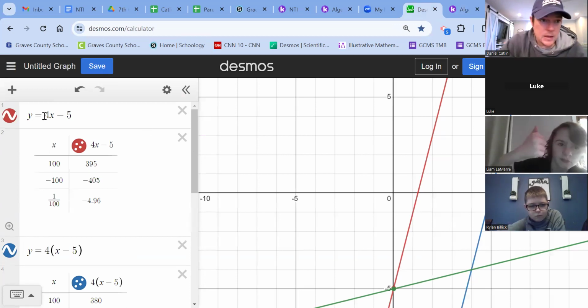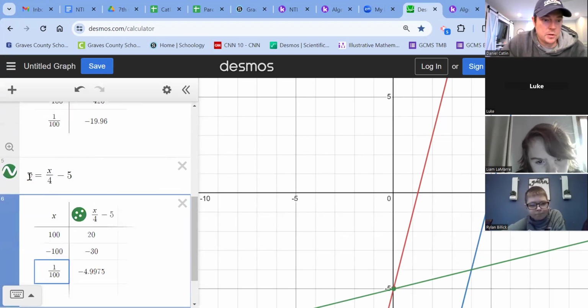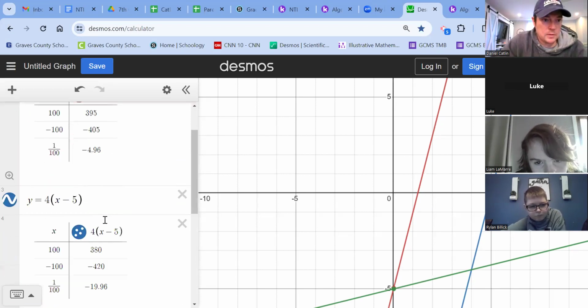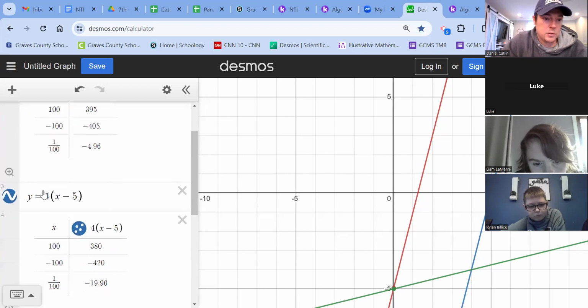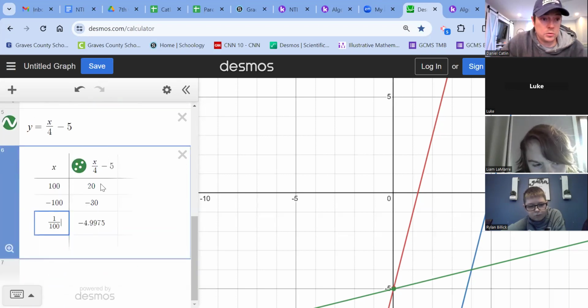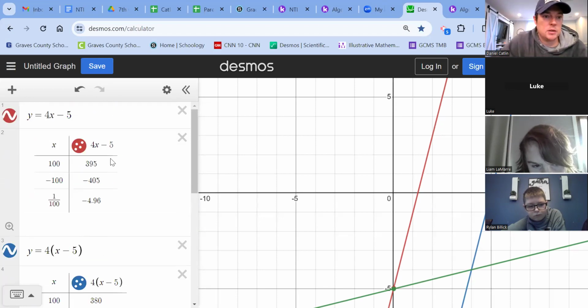What I did is I took f of x, the second one was g of x, and the third one was h of x. I typed in their rules, okay? 4 times x minus 5, 4 times x minus 5, and x divided by 4 minus 5. I put all three of the rules into Desmos, so I have them graphed, but I wasn't really concerned much about the graph. I hit the gear, and I got the little input-output table, and I plugged in 100, negative 100, and 1/100th.